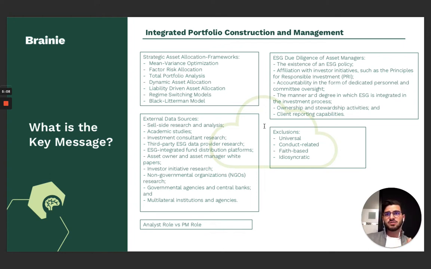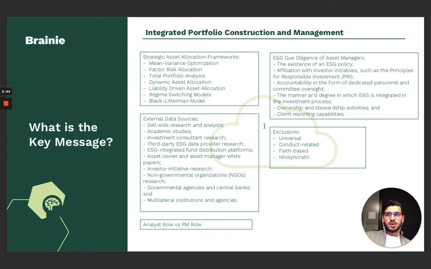affiliation with investor initiatives such as the UNPRI, accountability in the form of dedicated personnel and committee oversight, the manner and degree in which ESG is integrated in the investment process, ownership and stewardship activities, and client reporting capabilities. In this topic, the curriculum provides an interesting framework from BlackRock and alternative advisors, and study results from LGT Capital Partners on ESG ratings for asset managers.